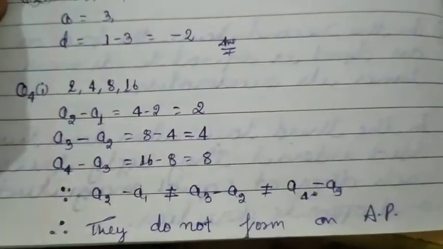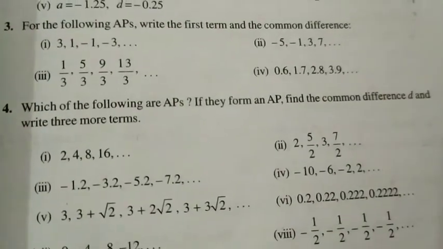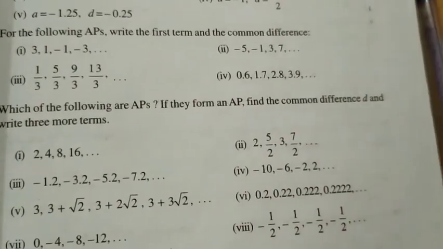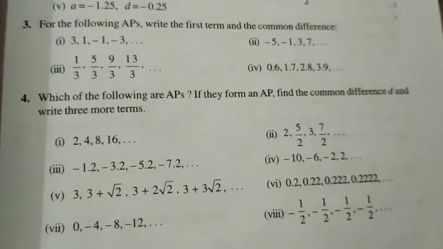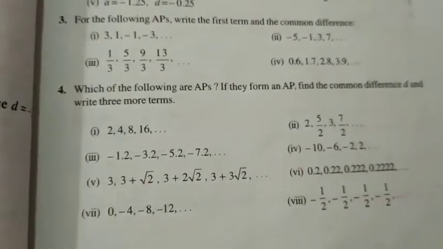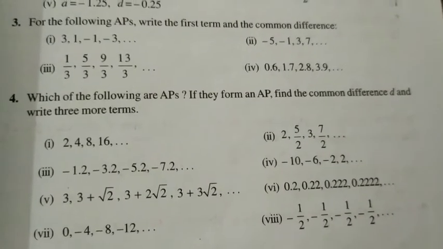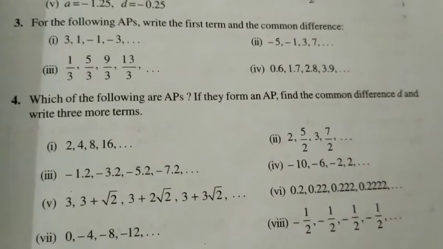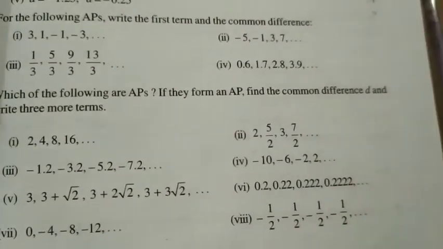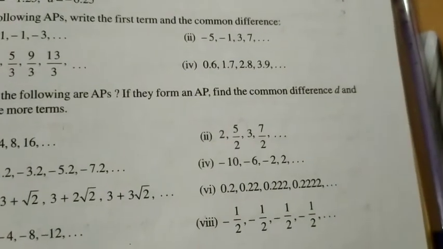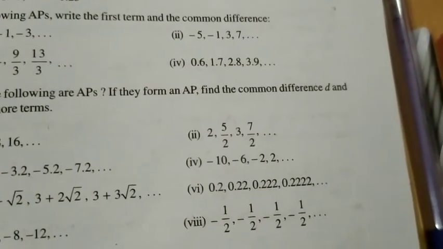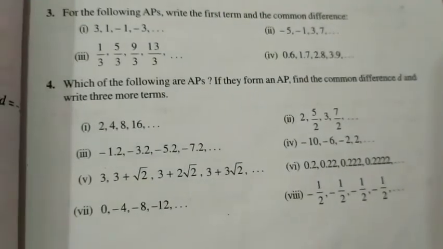Now come to the question number 4. So question number 4 says, which of the following are APs? If they form an AP, find the common difference D and write 3 more terms. First of all, the question has 3 parts. First, check if they are APs or not. Then, if they form an AP, you have to find the common difference D and 3 more terms.